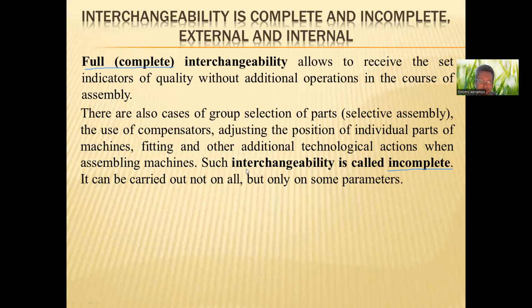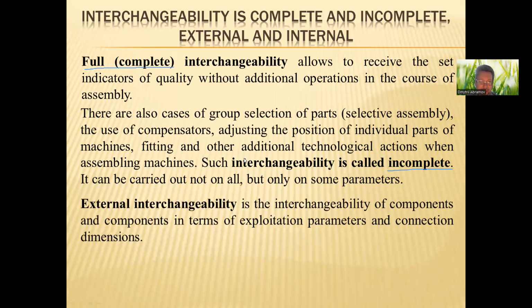And then external and internal interchangeability. The difference between external and internal interchangeability: the first one, external interchangeability, is the interchangeability of components in terms of exploitation parameters and connection dimensions.